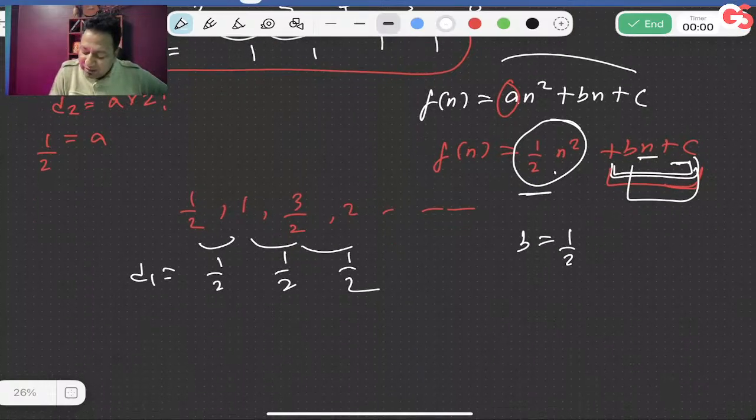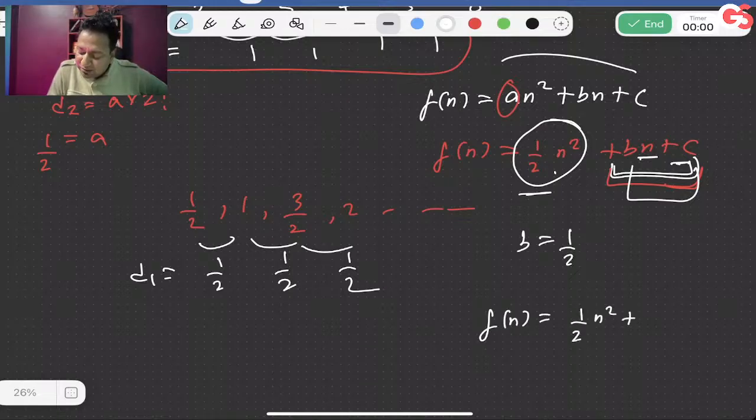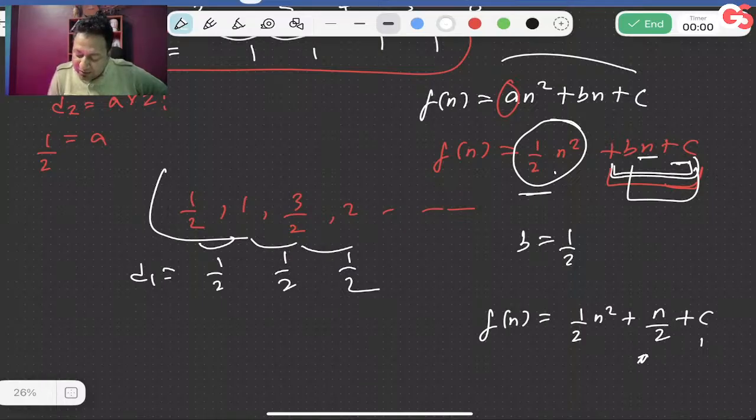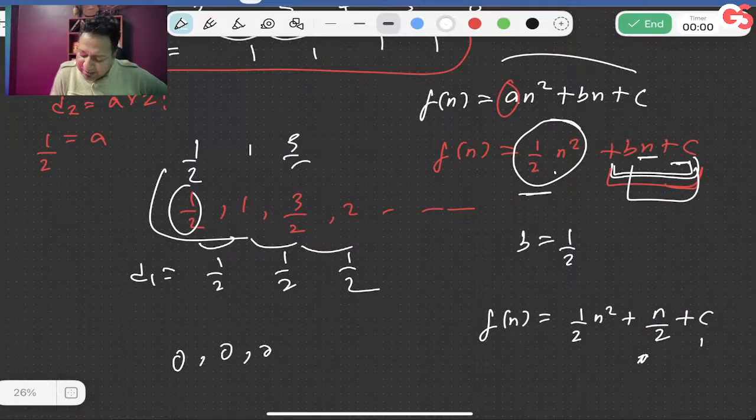So now the new function that I have is a is 1 by 2, b is also 1 by 2, and what is c now? So to find c, it's a constant function. So I have to subtract 1 by 2 times n from this series. If I put n as 1, I get 1 by 2. If I put n as 2, I get 1. If I put n as 3, I get 3 by 2. 1 by 2 minus 1 by 2 is 0. I get 0 everywhere. So that means c is 0.